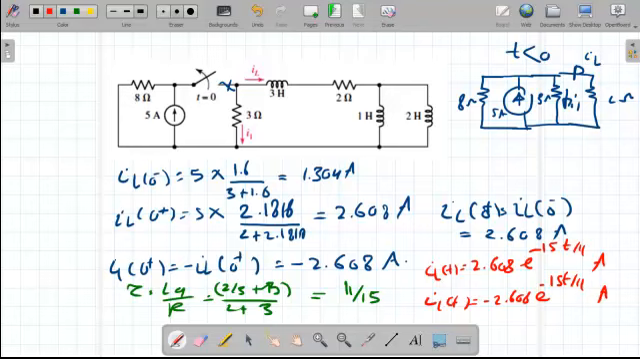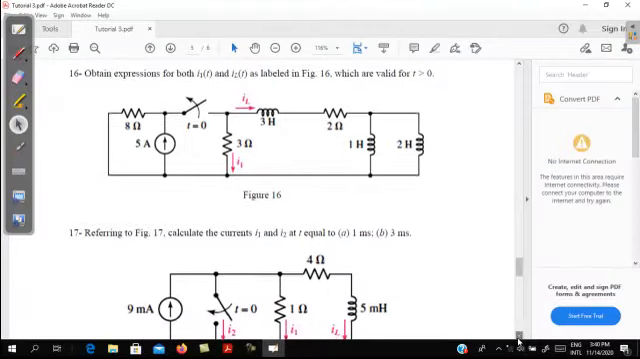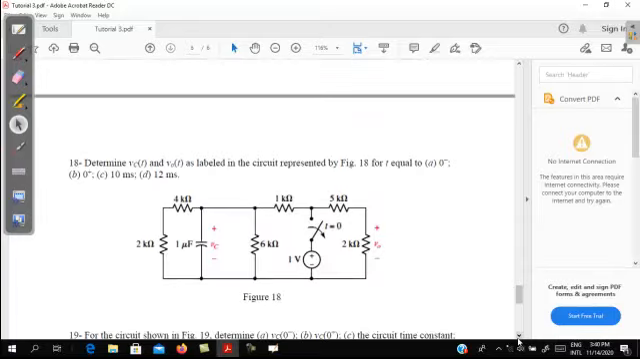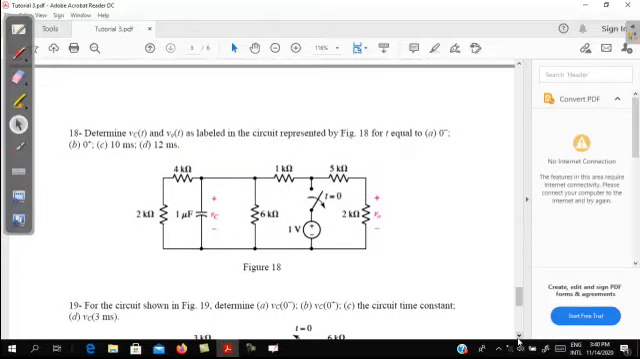So this is number 16. We skip number 17 and we go to question number 18. In question number 18, we need to find VC and VO of t at t equals 0 minus, 0 plus, 10 millisecond and 12 millisecond.